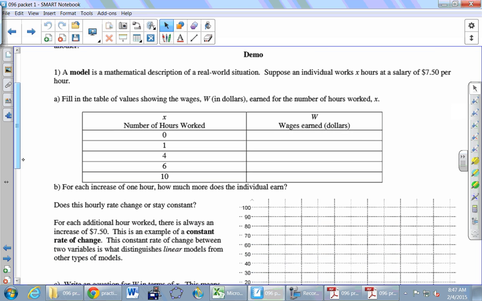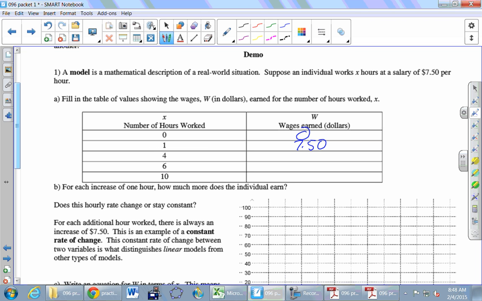Again, everything in this problem is going to hinge on somebody making $7.50 an hour. Okay, so we've got a table here, and we're going to fill in the value showing the wages, which we're calling W, that's the blank second column, earned for the number of hours worked, X. So X is the number of hours worked, W is the wages. So if you work 0 hours, how much is your wages? Is $0, nothing. If you work 1 hour, how much are your wages? It was the $7.50.